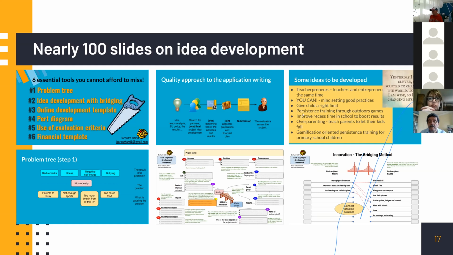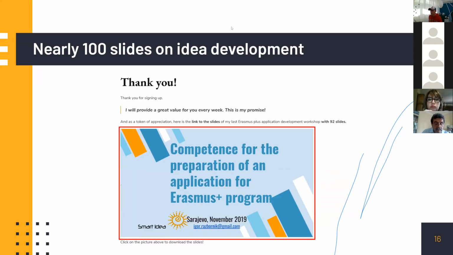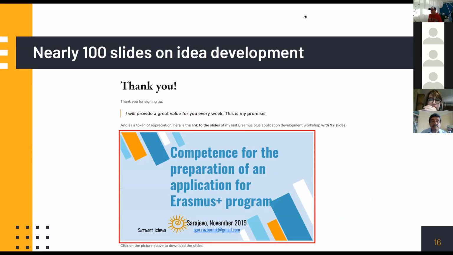First, what you need to do is this. I already wrote something here. So the first document you will get will be a nearly 100-page presentation on how you get the competence for preparation of an application for an Erasmus Plus project. This is a live document. It's from my last workshop in Sarajevo in November 2019.